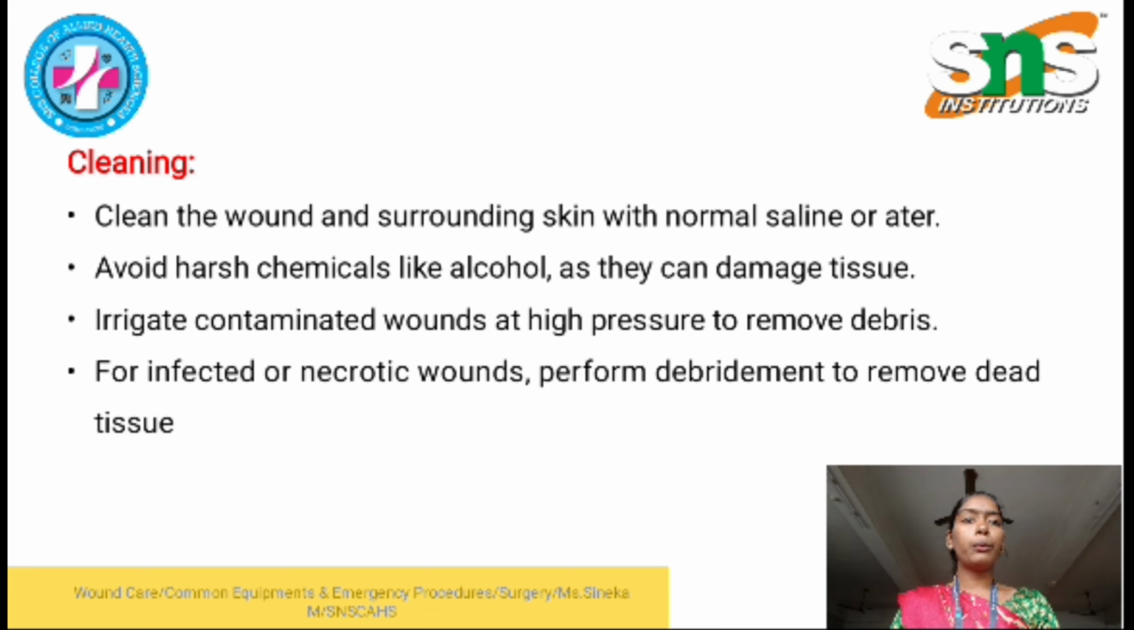Irrigate contaminated wounds at high pressure to remove debris. Wound carries debris. Debris means unwanted content. So we have to remove for quick healing. For infected or necrotic wounds, the surgeon or physician will perform debridement to remove dead tissue because the dead tissue will not give space for healing. So we have to remove the dead tissue.